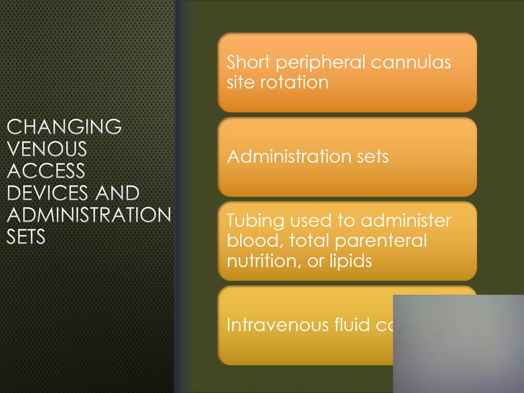Administration sets are going to be changed per facility policy, but can be about every 96 hours. Tubing that's used to administer blood might be changed with every unit that's infused, but at least every 4 hours. With total parenteral nutrition or lipids, we change that tubing about every 24 hours. And tubings need to be labeled to indicate when they should be changed. The IV fluid container should not be used for longer than 24 hours.